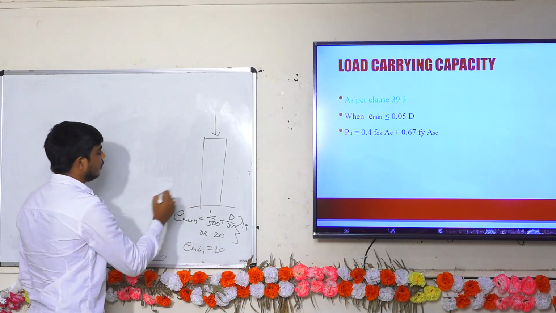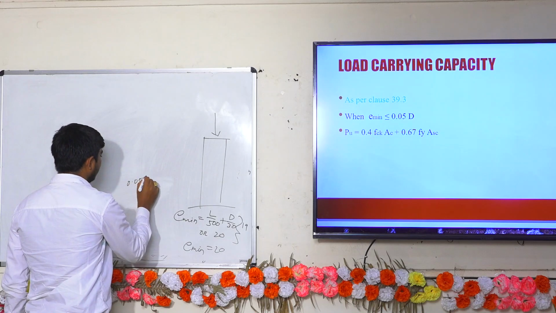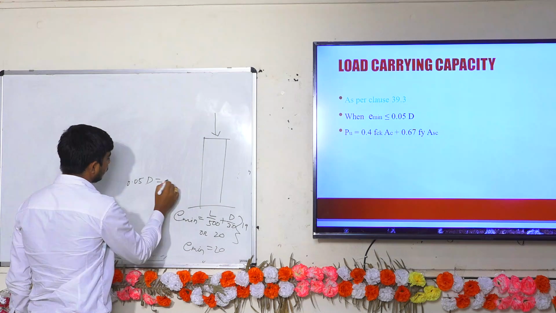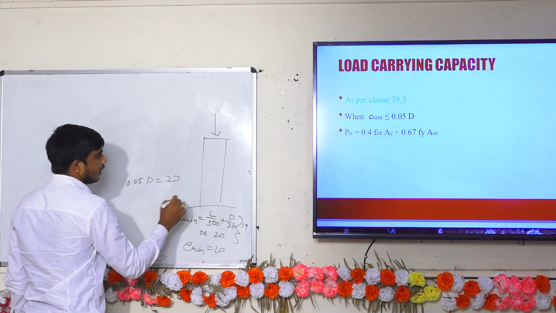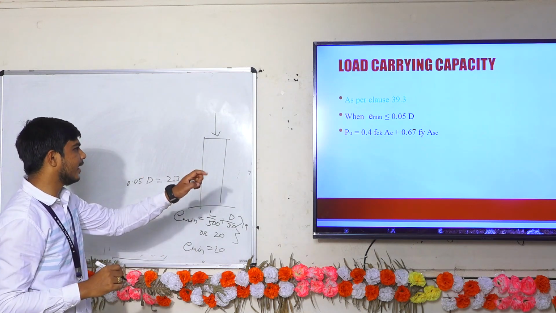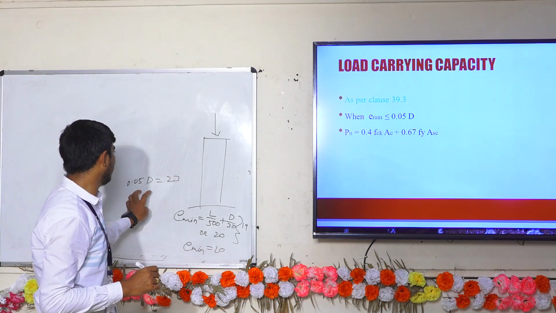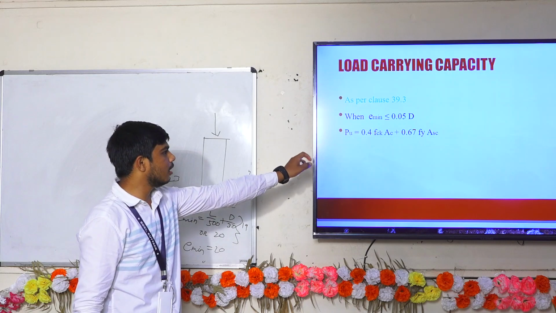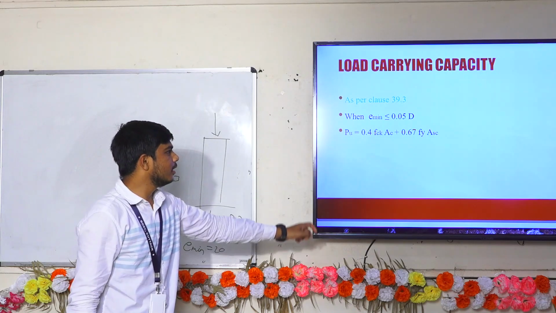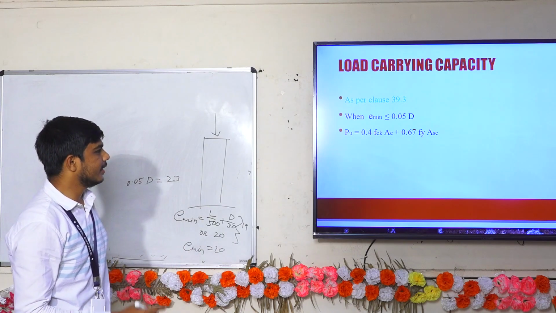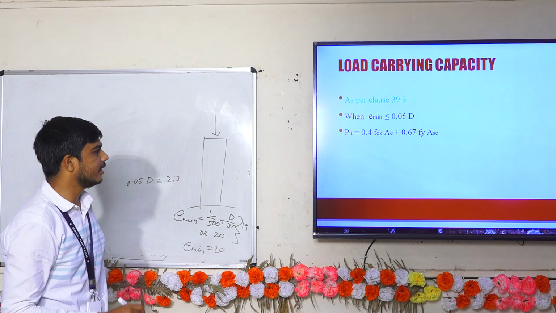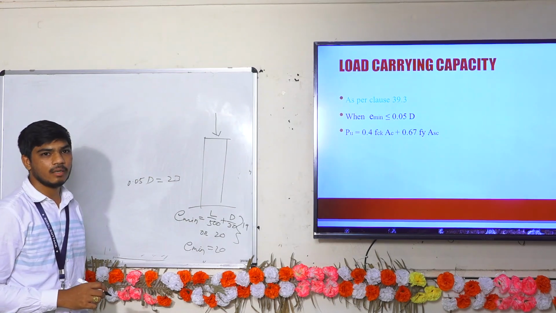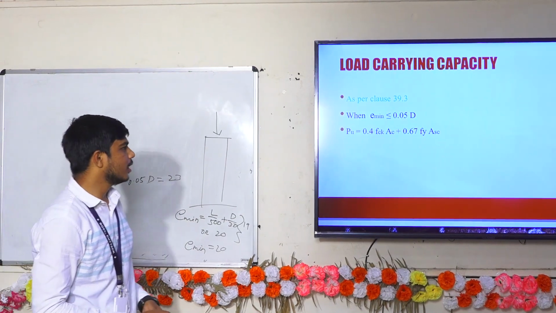Then we will find what is 0.05 D. We have a D value. Suppose this is 23. Then this condition is satisfied, E minimum is less than 0.05 D. In that case, what is the maximum load that the column can carry? Pu equals 0.4 fck Ac plus 0.67 fy Asc, where Pu is the ultimate load carrying capacity of the column.